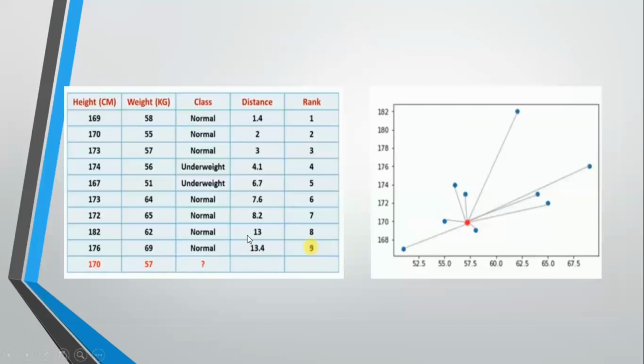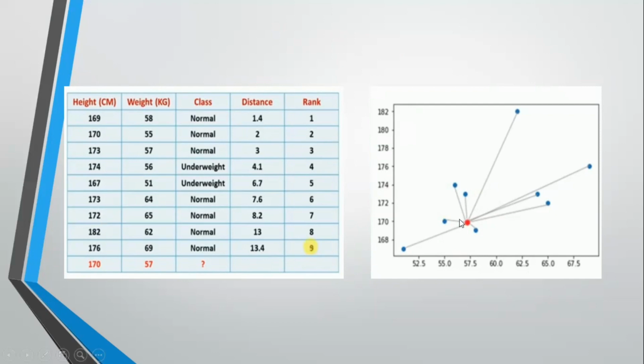As I said, we have to add one more column for distance and rank. Now we have to assign the index, as I said, the rank for this data set. And next we have to sort in ascending order. So all this has been done here.